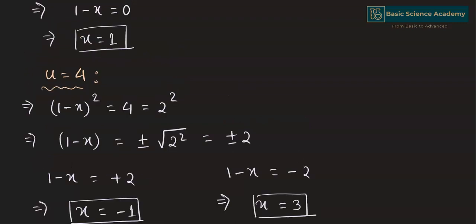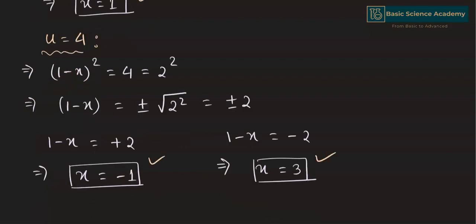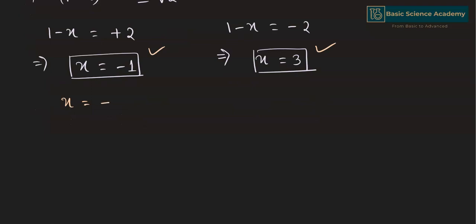Now we have three different values of x, which are x equals minus 1, plus 1 and 3. So these are our answers.